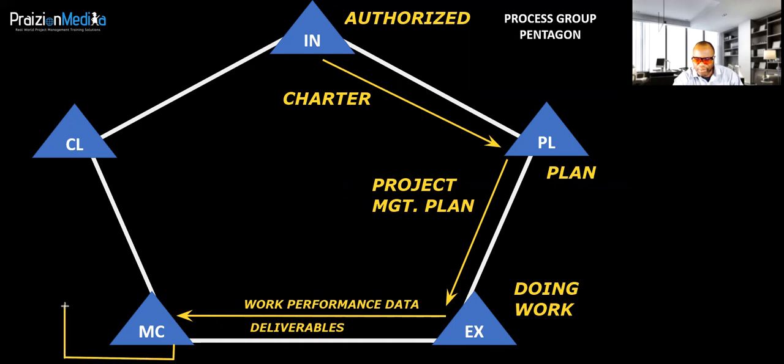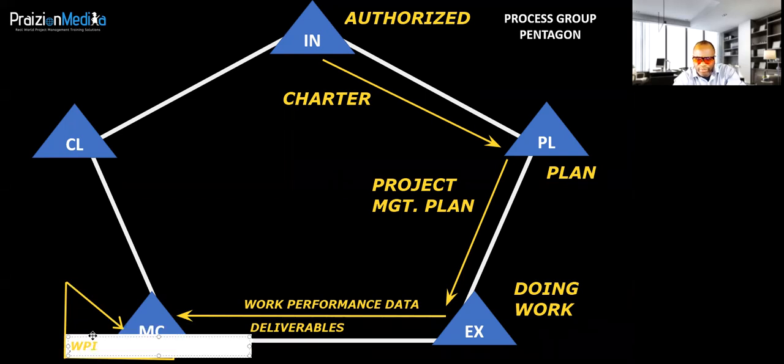we're going to get an output. That output is going to go back into processes within monitoring and controlling. And it is known as work performance report. So I'm just going to put that here. Actually, let me do it differently. Let me show you work performance information is actually what you will get out of monitoring and controlling when you analyze work performance data. So let's talk about that for a quick second.